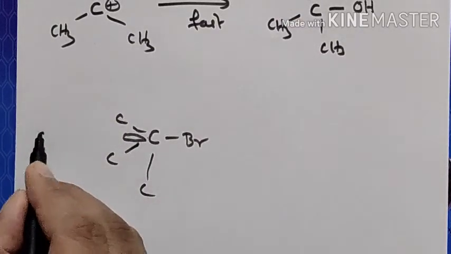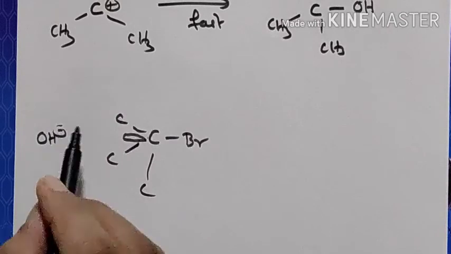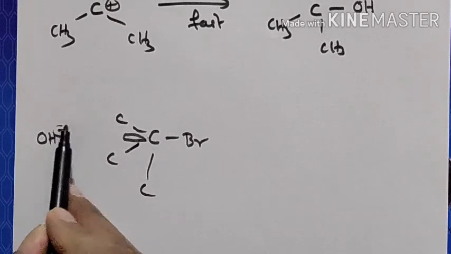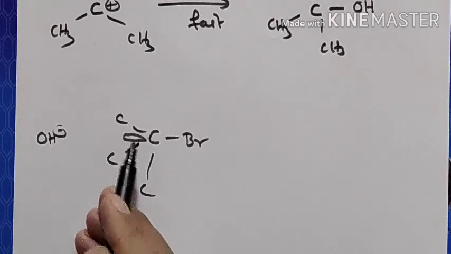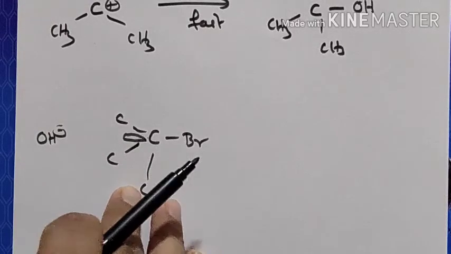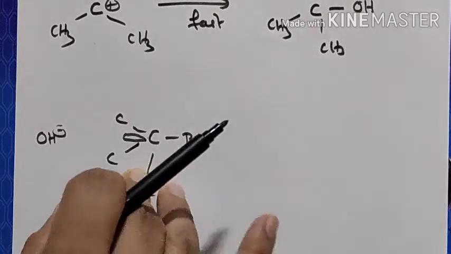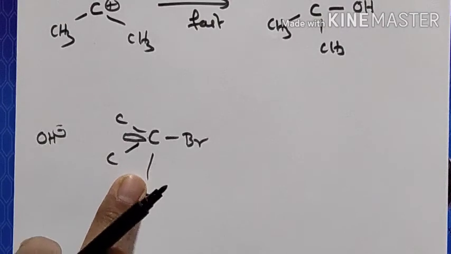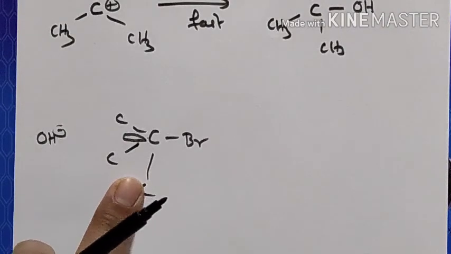And this OH minus tries to come close to it and tries to put its electron in the anti-bonding orbital. Why does this not happen? The question is, why does this not happen? We have to give some solid proof, solid reasons for that.